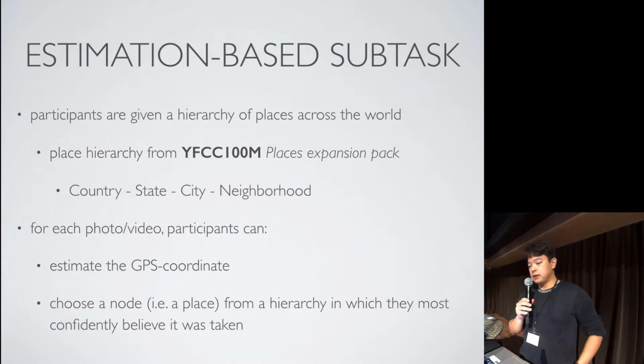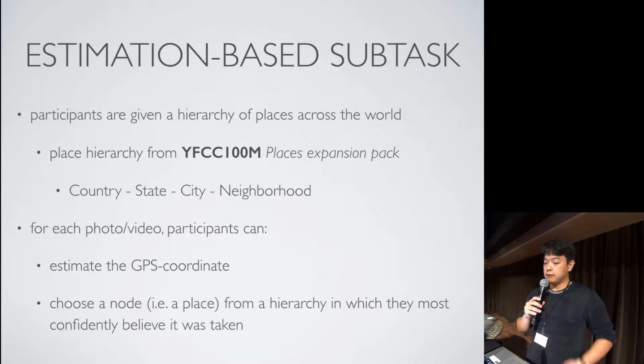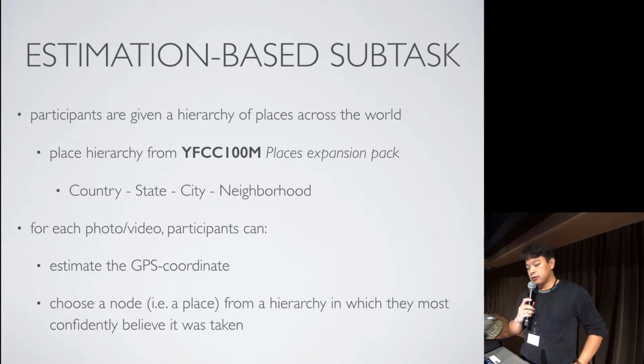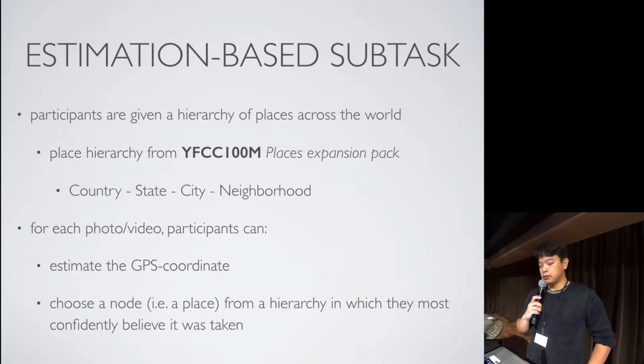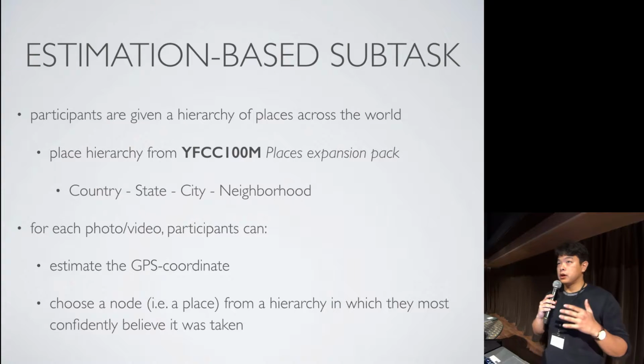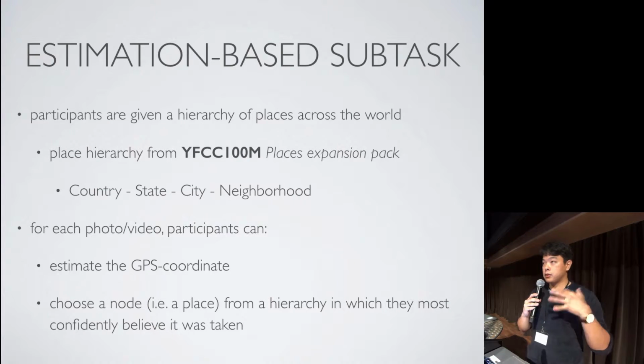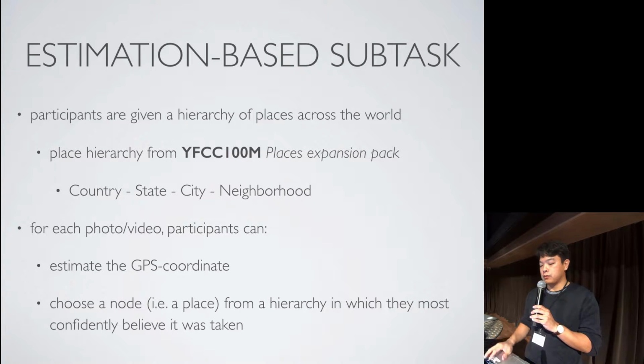The estimation-based subtask is similar to what we've been doing, but this year we gave the hierarchy of places. This hierarchy was drawn from the YFCC100M Places expansion pack. It looks something like country, state, city, and neighborhood or town. So for each of those photos, you'll have to estimate the GPS coordinate or choose the nodes from this hierarchy. If you're not really confident, then you might want to choose some upper level nodes, whereas if you're really sure about which town it's in, then you might want to either pick that specific town or just give out the GPS coordinates.